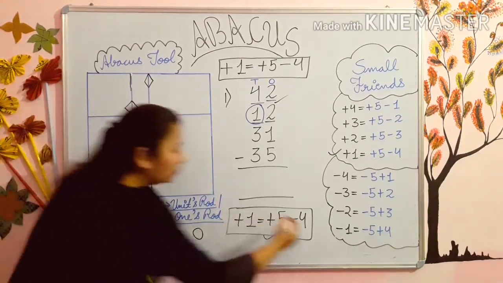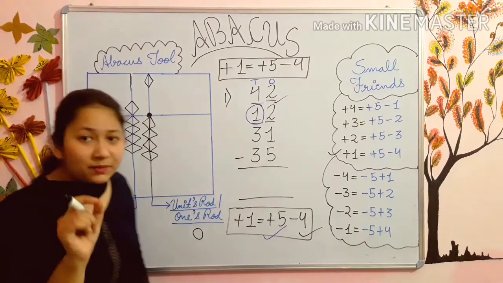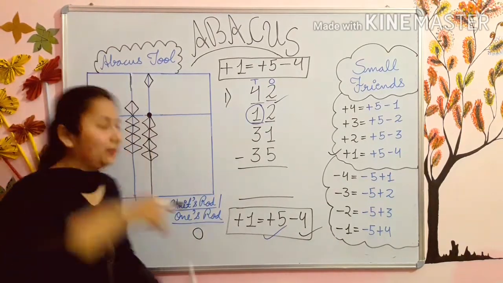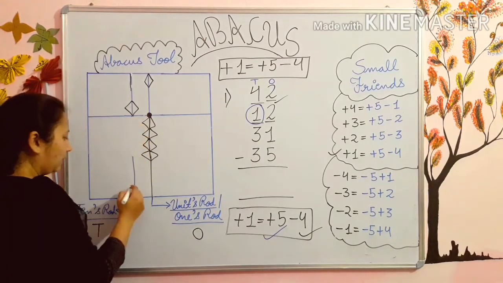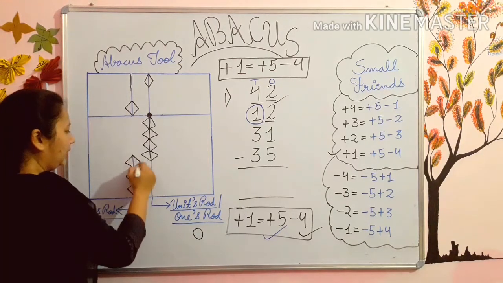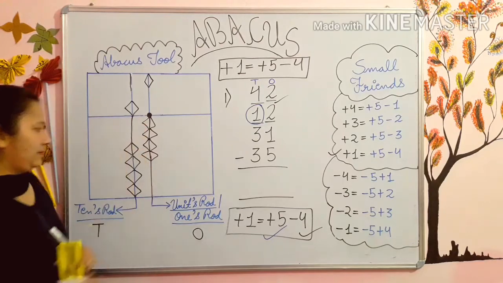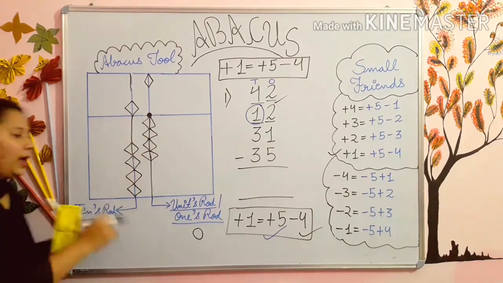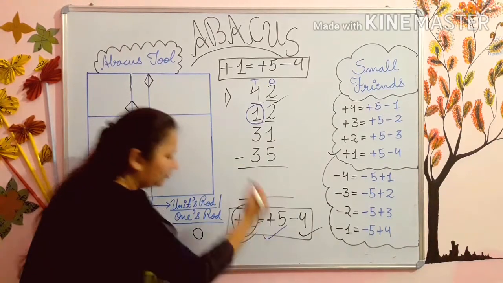Now what do you have to do? See, minus 4. Minus means put the beads down. 4 beads down. 1, 2, 3, 4. 4 beads down, and your 1 is added. Nothing you have to do now.